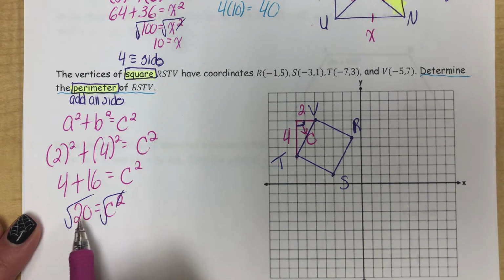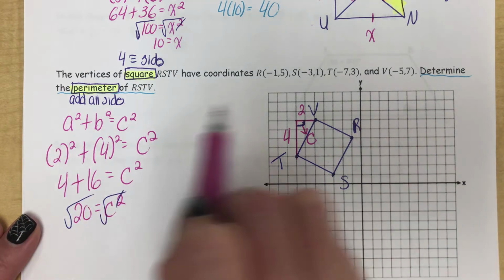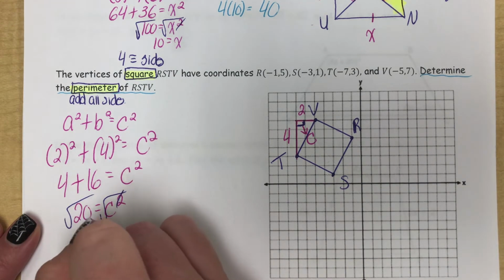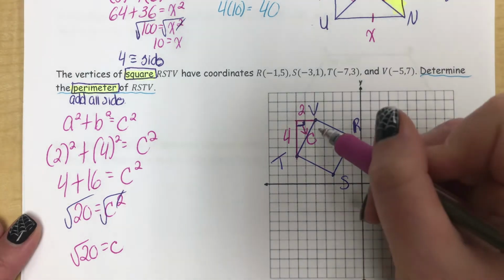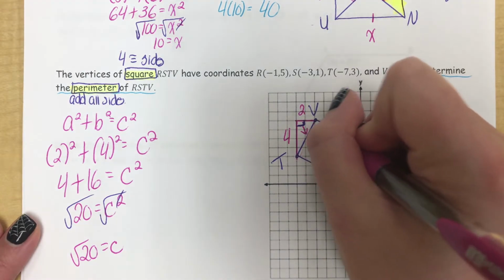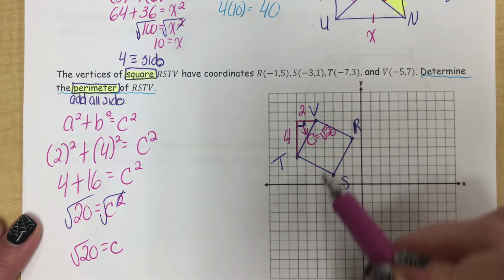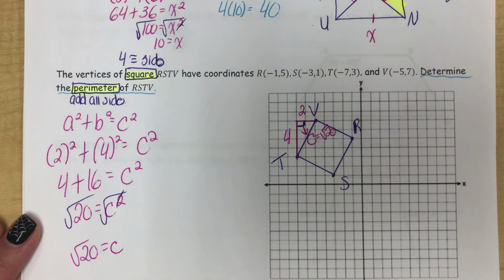This is not a perfect square. Nowhere does it say to round. So the square root of 20 is C. So if this side is the square root of 20, that means all 4 sides are going to be the square root of 20. So now is my final step.